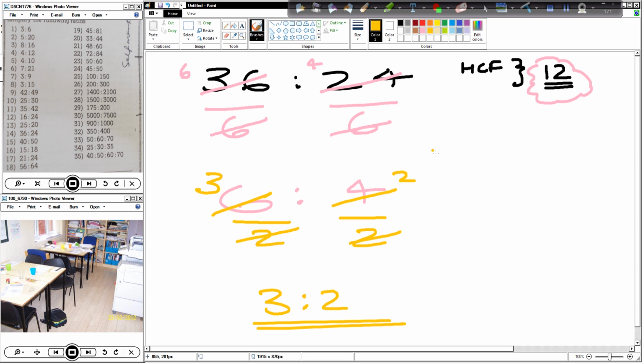Now, Mr. Ali, can we cancel that anymore? And the answer is no, that is correct. So, can we do a ratio question in more than one step? And the answer is yes. You do as many steps as you like, but the idea is to quickly finish it off.